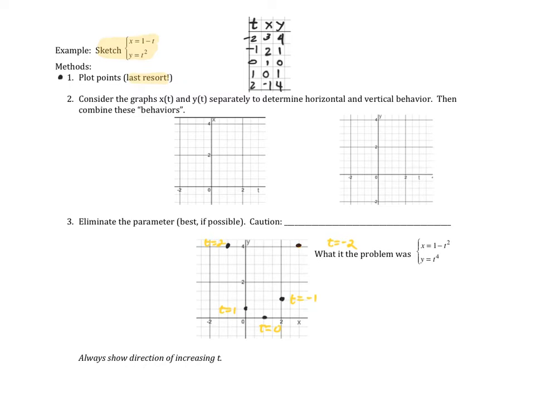Okay. All right, so these are all points that satisfy this pair of parametric equations. These would be points on the graph. Now you might think, oh, it kind of looks a little like a parabola. I'll just connect the dots.